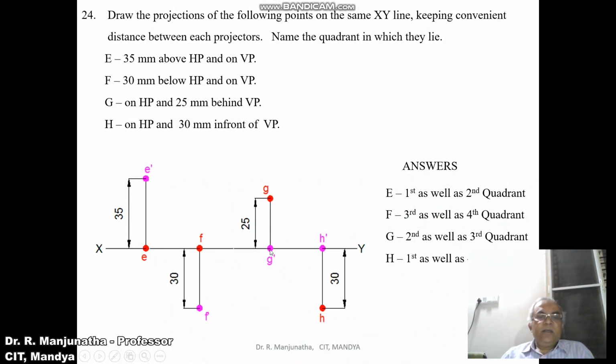Capital G: if G dash goes above the XY line, then it becomes the second quadrant. If G goes below the XY line, then it becomes the third quadrant. So capital G, second as well as third quadrant. In this H, if H dash goes below the XY line, then it becomes the fourth quadrant. If H dash goes above the XY line, then it becomes the first. So first as well as fourth quadrant. So this is how we can write the solution in the sketchbook.